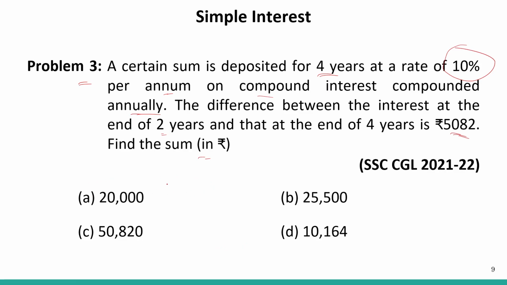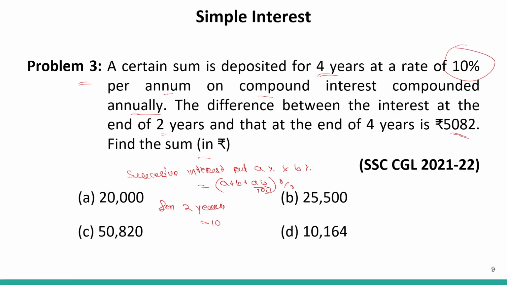So we know that the successive interest rate of A percent and B percent is equal to A plus B plus AB by 100, this much percent. So the successive interest rate for 10 percent, compounded annually, will be for 2 years.